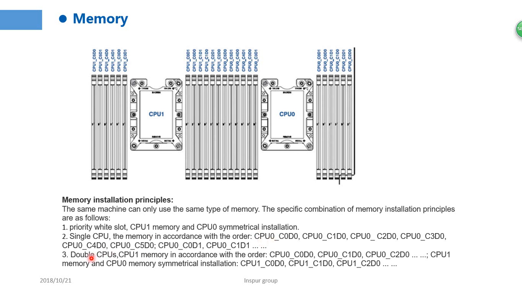If you have dual CPUs, the CPU1 memory follows its own order. This one is the CPU0. This one is the CPU1. It's wrong information on the slide; I will change it to the right one. Okay. CPU0, channel 0, DIMM 0. CPU0, channel 1, DIMM 0. CPU0, channel 2, DIMM 0. And the CPU1 memory follows its order: CPU1, channel 0, DIMM 0. CPU1, channel 1, DIMM 0. CPU1, channel 2, DIMM 0. Okay.